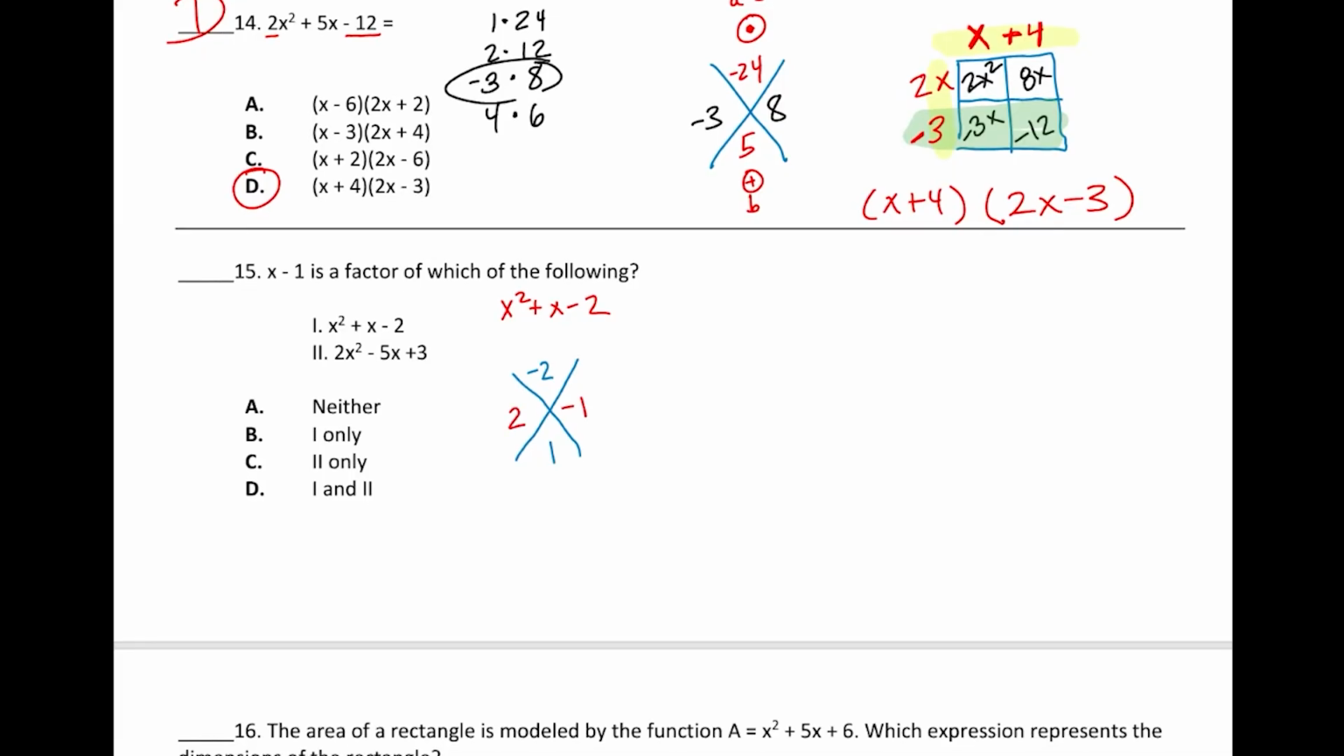And so the factors for x squared plus x minus 2 are going to be x plus 2 times x minus 1. So x minus 1 is a factor of that first one, but now we need to check the second one. So 2x squared minus 5x plus 3. This is a quadratic where the leading coefficient is not 1. So we're going to have to use that Xbox method.